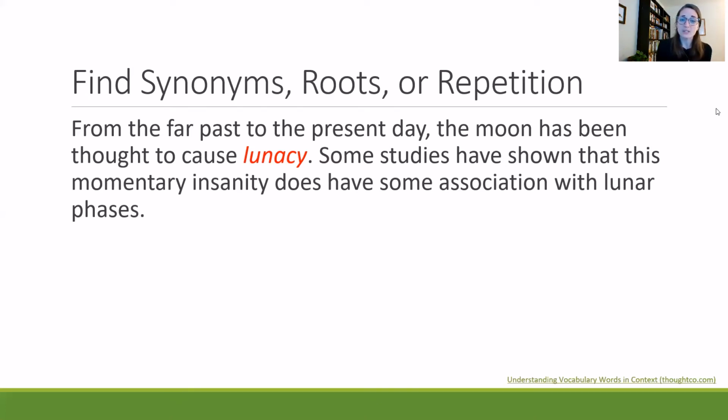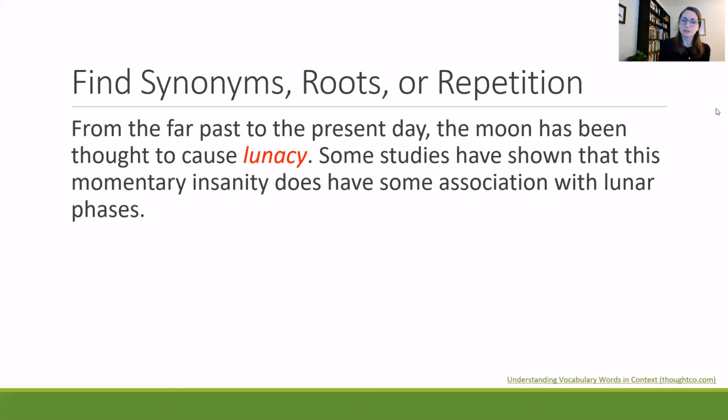So here, let's look at these two sentences. From the far past to the present day, the moon has been thought to cause lunacy. Some studies have shown that this momentary insanity does have some association with lunar phases. So right away, I see these ideas of moon and lunar and lunacy, but it says specifically that it causes lunacy. The moon causes lunacy. So I'm guessing that lunacy is coming from that root word of lunar, and it has to do with the moon in some way.